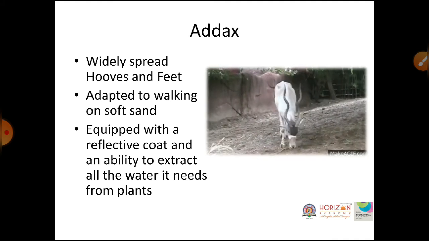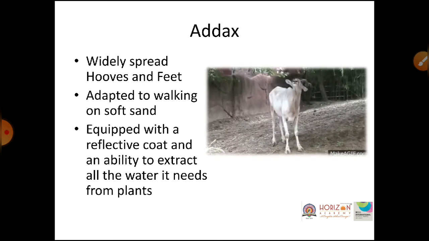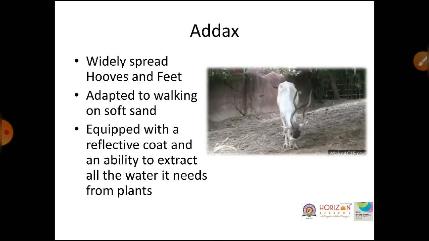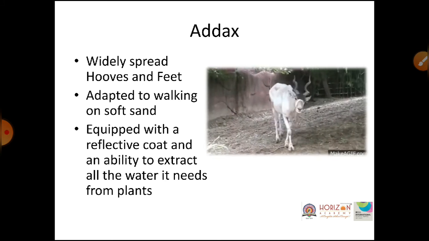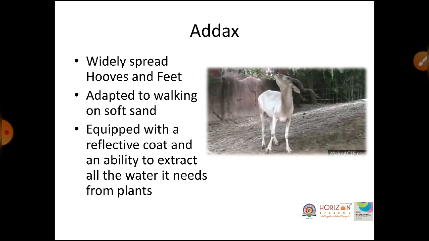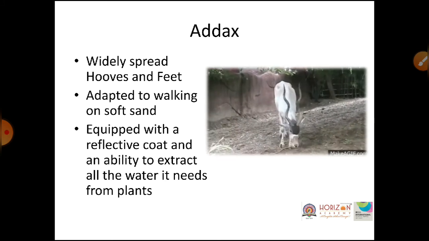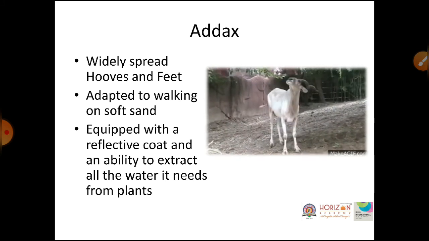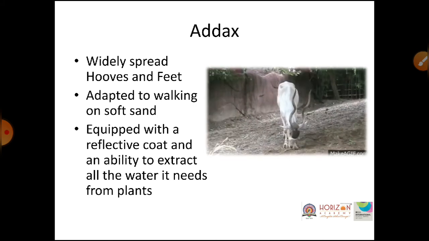Addax are one of the most endangered mammals in the world. Current estimates show that there are less than 500 individuals left in the wild. So this is some information about Addax. So let us move forward.